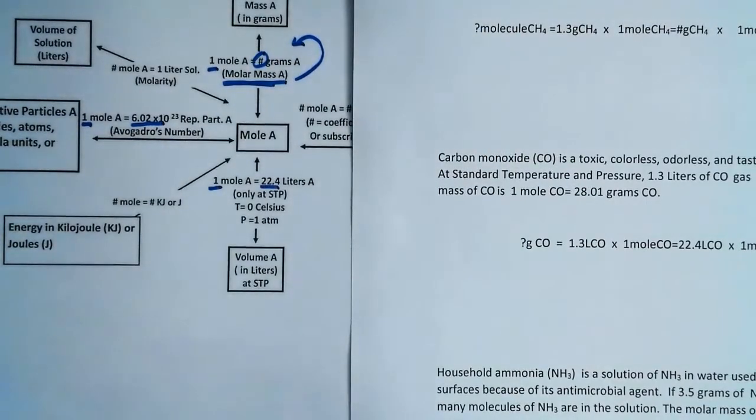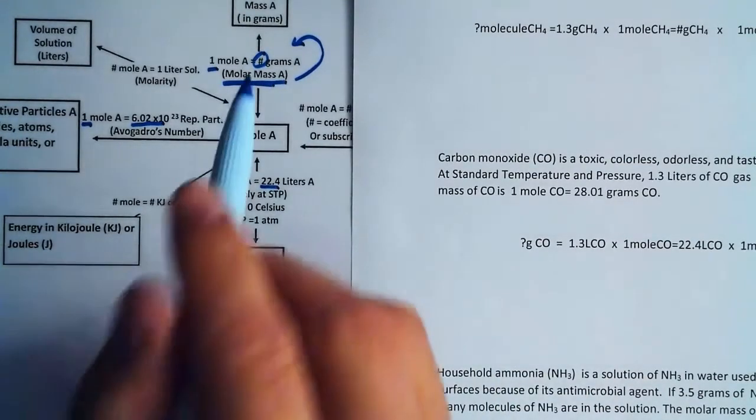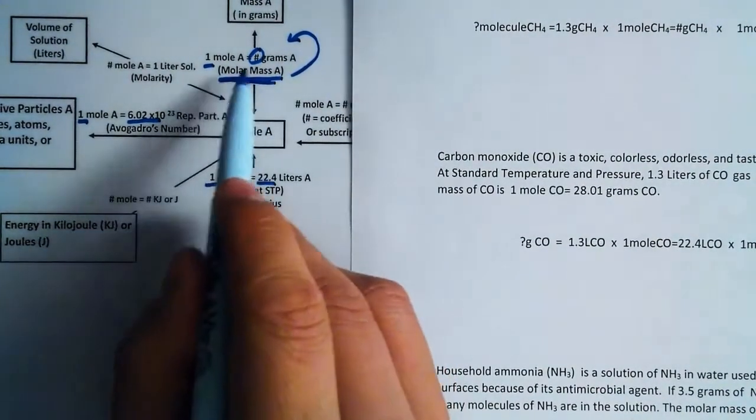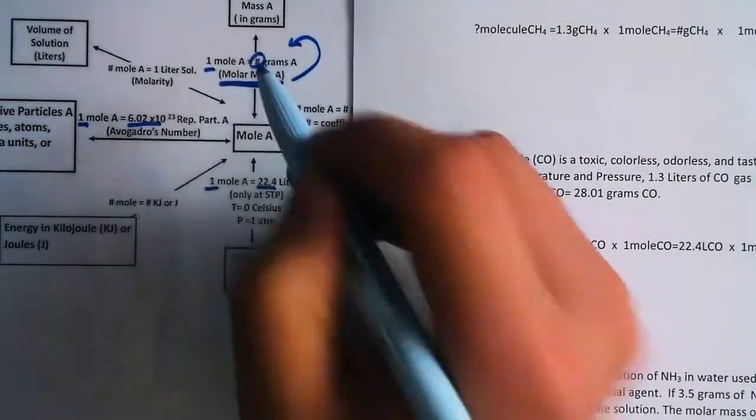That is because we have to look for it, and I want to show you how to look for it later. For now, it is going to be given to you, and it is going to be called the molar mass. So the molar mass is this number right there.